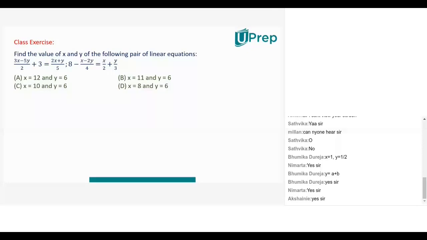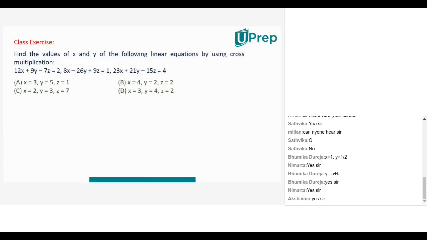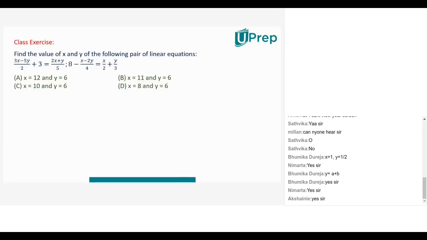Find the value of x and y of the following pair of linear equations. Actually speaking, they are linear equations only. But what you should do is get them in standard form first. Then you have to solve. So let's solve this. Let's understand. Check this, everyone.